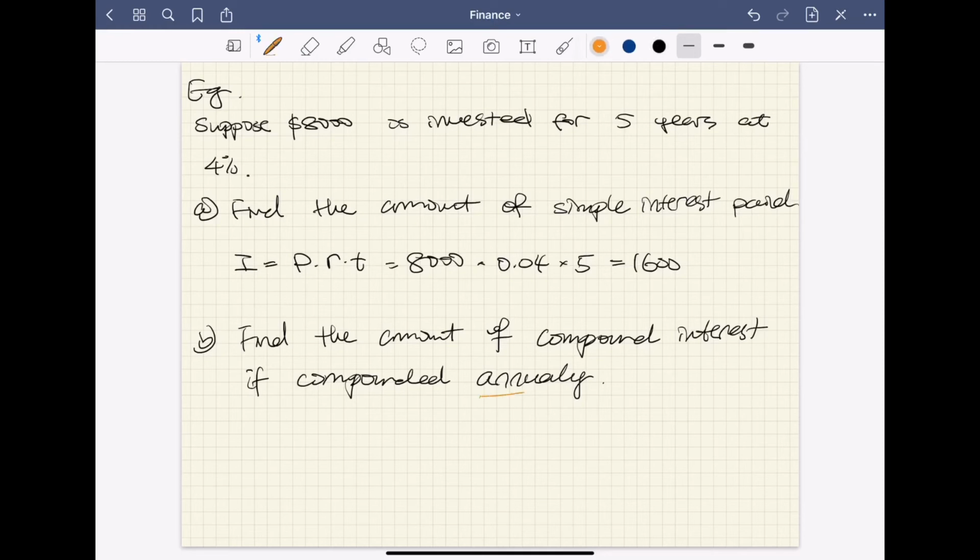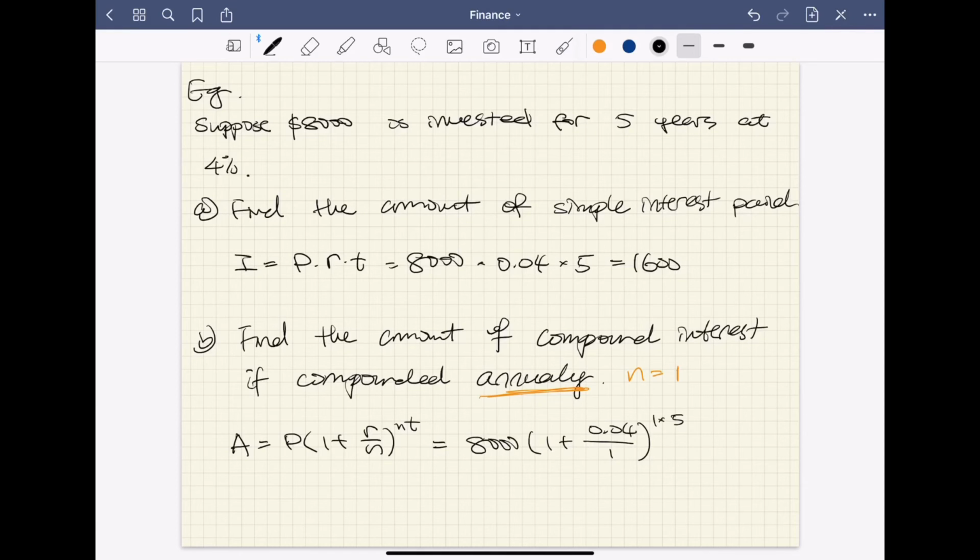Part B. Find the amount of compound interest if compounded annually. So compounded annually, what does it mean? What does n equal to if compounded annually? It's 1. So your interest will be paid once a year. Okay. Now let's use the formula to calculate that. So A equal to P times 1 plus R over N to the power of NT. P is 8,000, R is 0.04, N is 1, and 1 times T is 5 years.